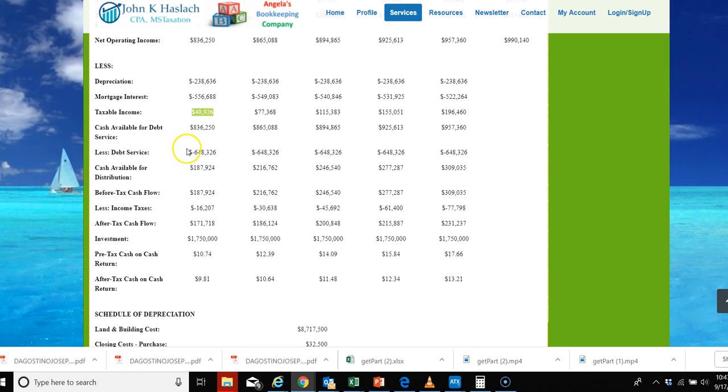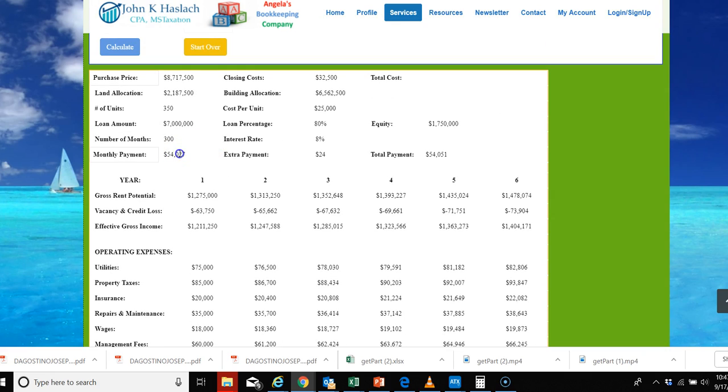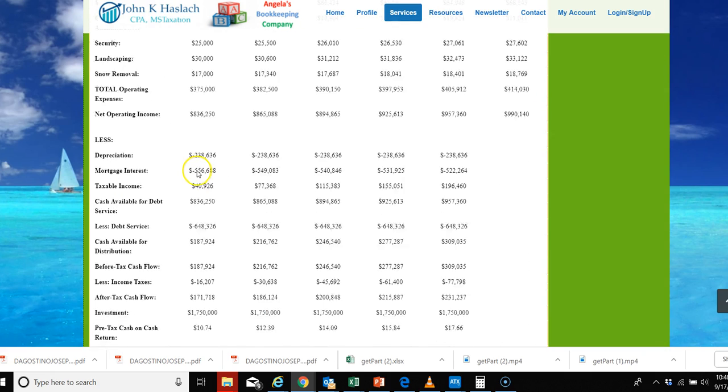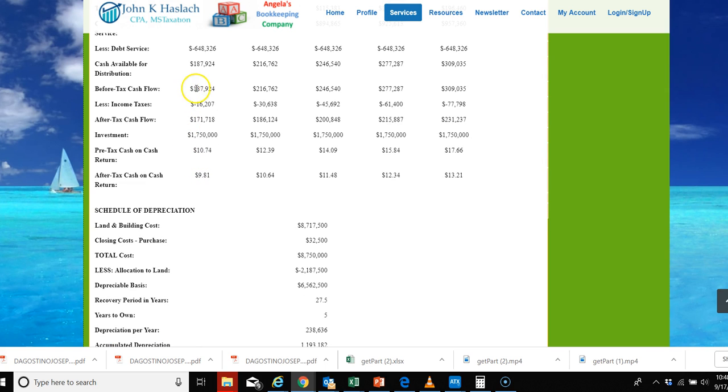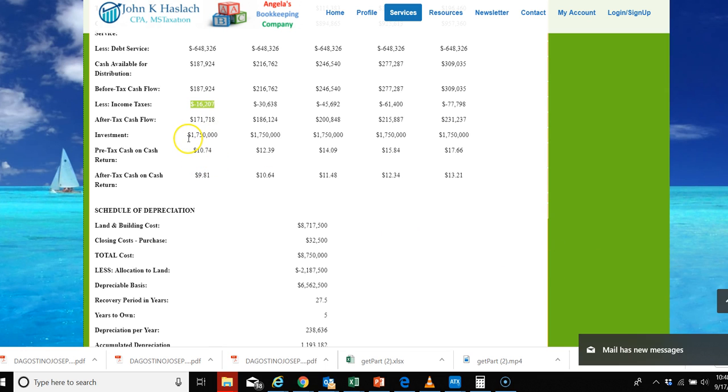Okay, so now this is your debt service. That's your mortgage payment every year, 12 mortgage payments of the $54,000. Okay, debt service. This is cash available for distribution. Again, your before-tax cash flow. This would be your income taxes. Then investment, pre-tax cash-on-cash return, after-tax cash-on-cash return.